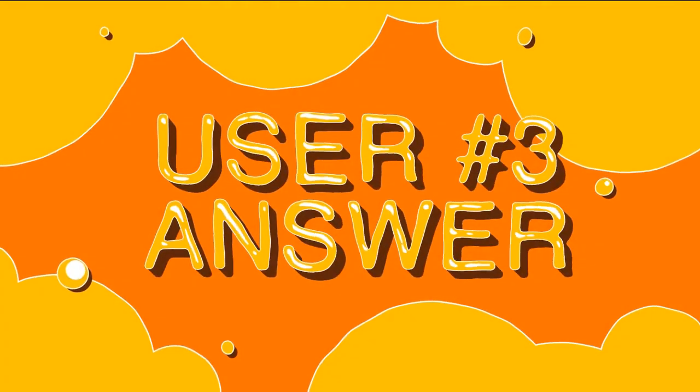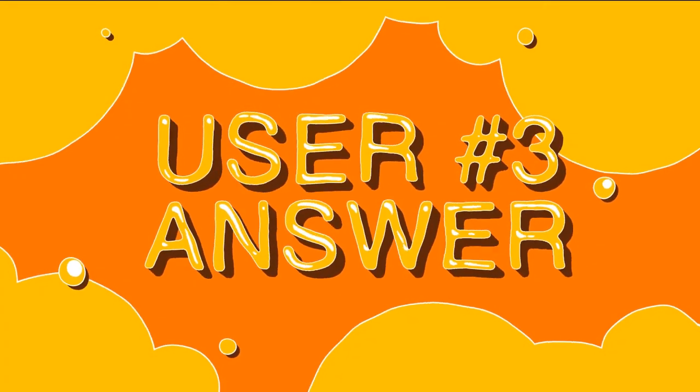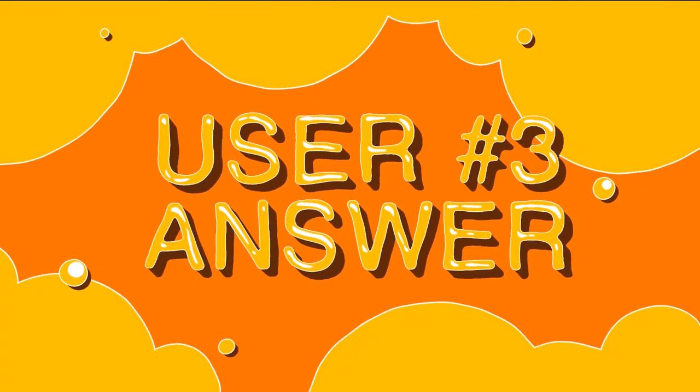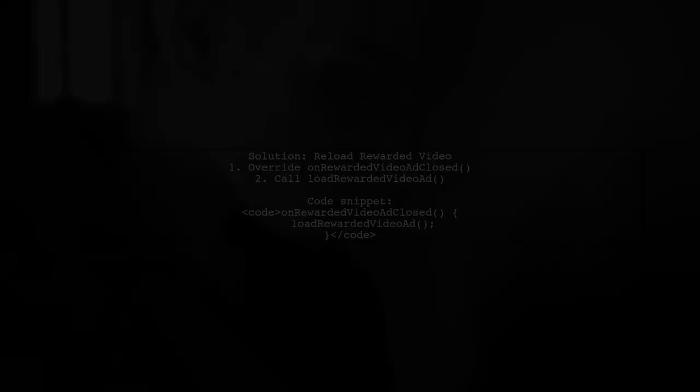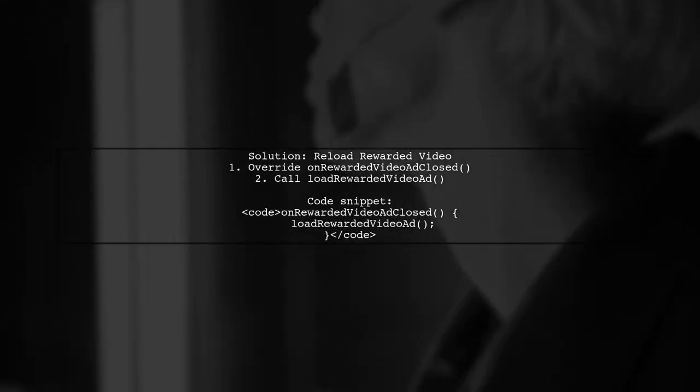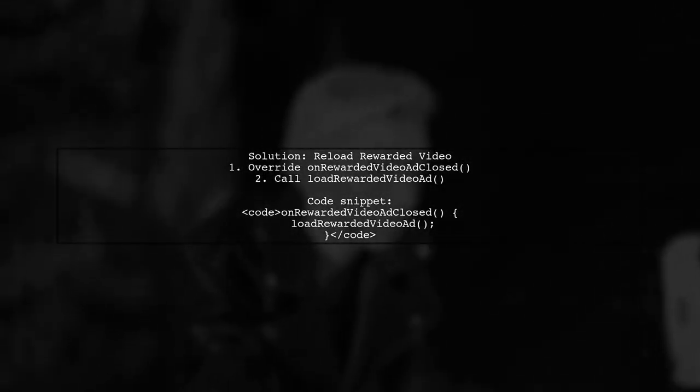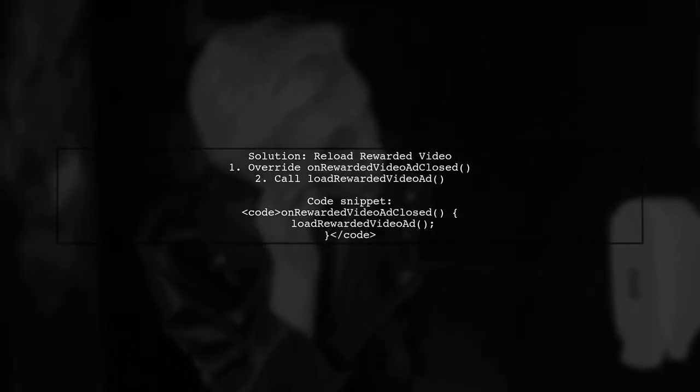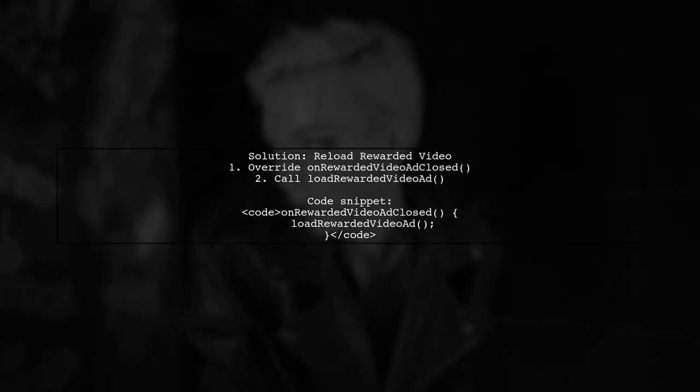Let's now look at another user-suggested answer. If your rewarded video isn't showing in AdMob, you might need to reload it. You can do this by overriding the onRewardedVideoAdClosed method.